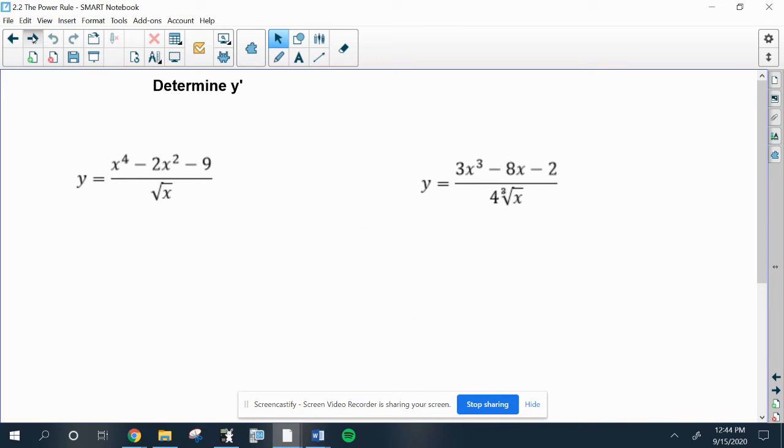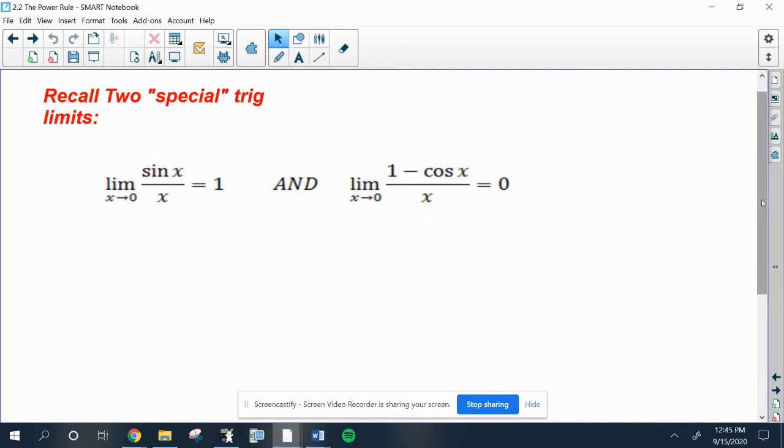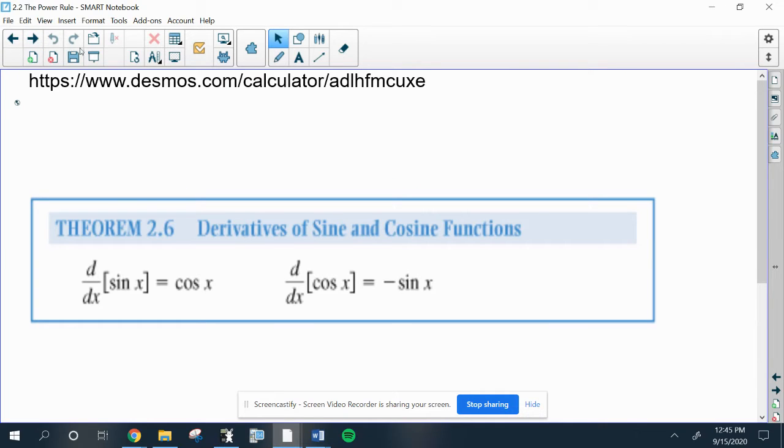So for this video, we're going to look at the derivative of two trigonometric functions, the sine and cosine. Now, normally I would show you the proof, but we don't have time for that. We would have used these two special trig limits that we talked about before. If you ever want to see that process completed, let me know. I can show you. So I'll just give you the results.